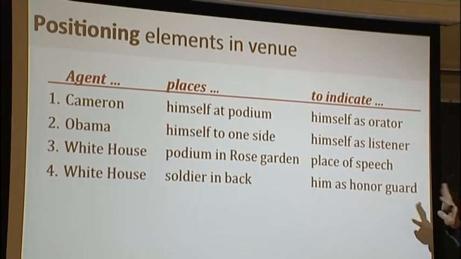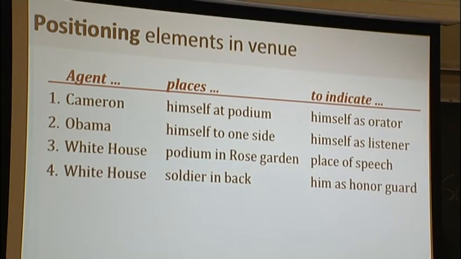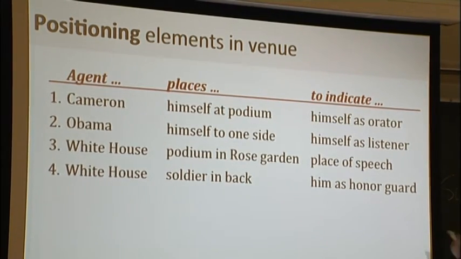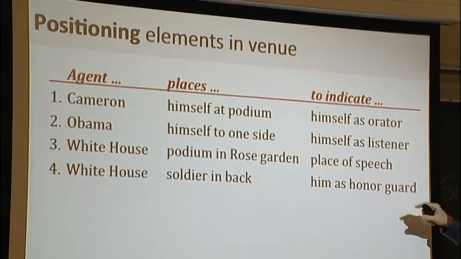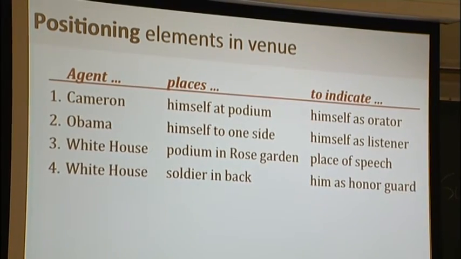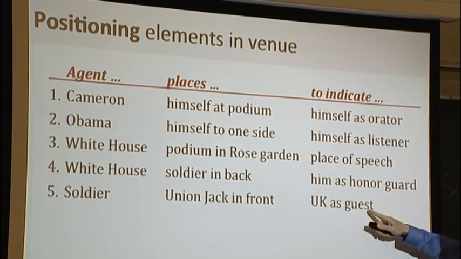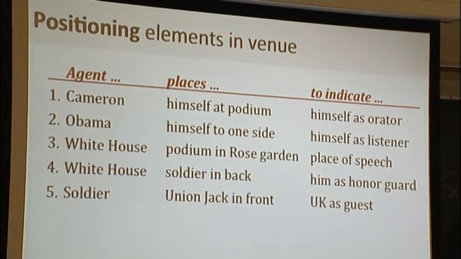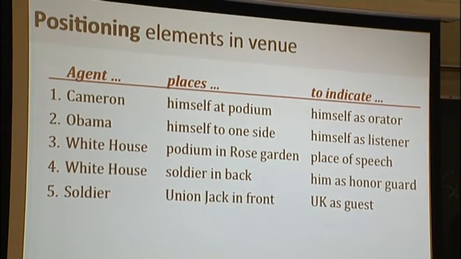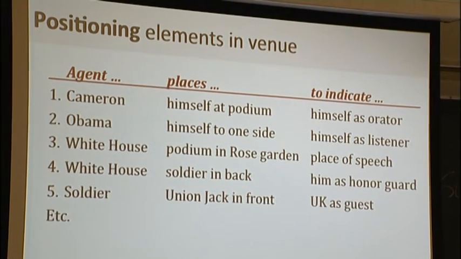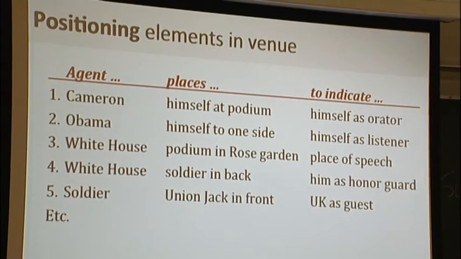There's a soldier in back. I don't know if you remember this guy. He's standing there with a British flag. It's basically saying he's a part of the honor guard of that ceremony. And he's holding this Union Jack in front of him. Why the Union Jack as opposed to the American flag? Well, because Cameron is our guest. So it has its purpose for having the Union Jack placed there. And there's a whole lot of other stuff.